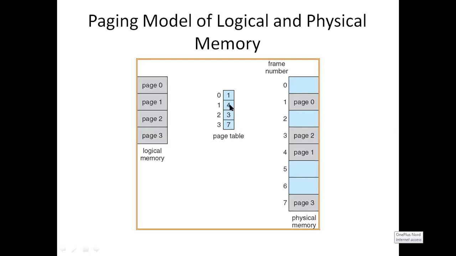I will give you information about 2 pages, and the remaining 2 pages you need to answer. By observing this page table, page 0 is available in frame 1. Page 1 is available in frame 4. Where are page 2 and page 3 available? Where is page 2 available?